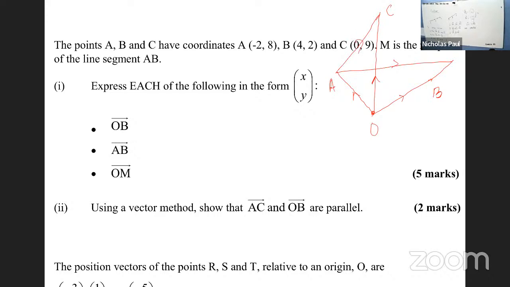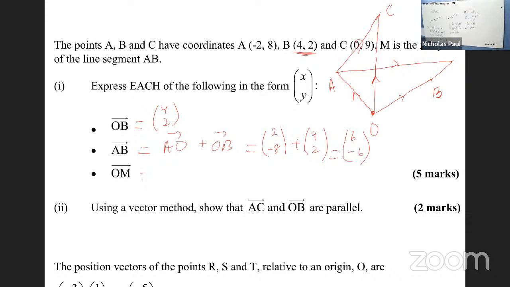Alright, let's check it out. O to B, all you have to do is write the coordinate vertically. A to B, that's A to O plus O to B. A to O is what? A to O will be positive 2, negative 8, and O to B is 4, 2. So the answer is 6, minus 6.